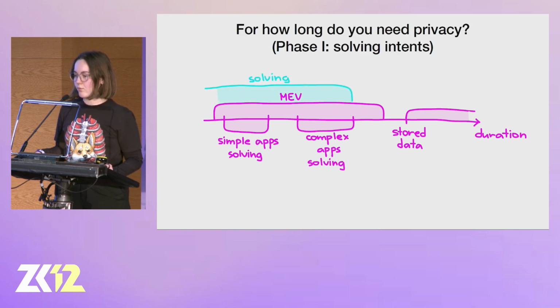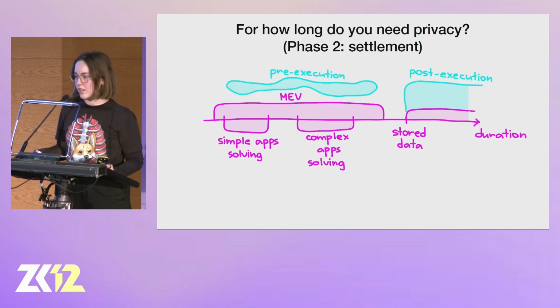For the solving, you basically want to be able to solve simple applications. Complex applications take more time, but also a quite small amount of time, and it also covers some portion of MEV that is related to solving. And for the settlement phase, you have post-execution privacy for storing data, essentially, and there is also pre-execution privacy that is related to MEV. But at this point I figured that this diagram is not perfect for representing it, so I don't know how long the duration of this pre-execution privacy is compared to MEV and simple applications and complex applications, so I just made a cloud.